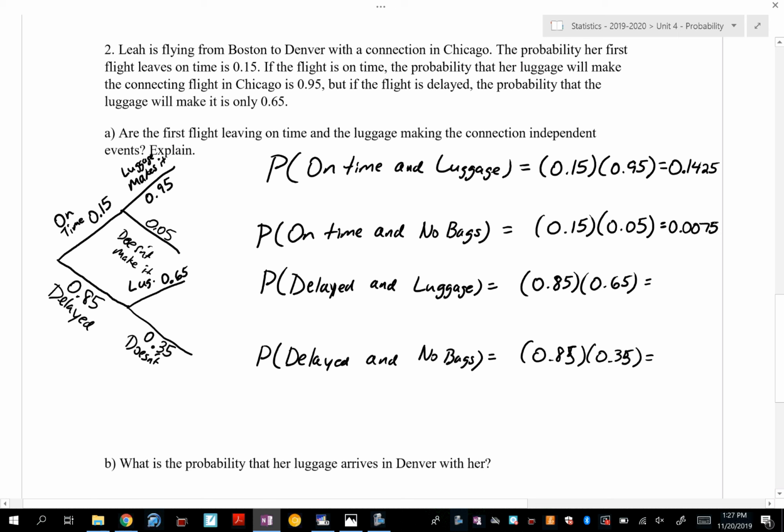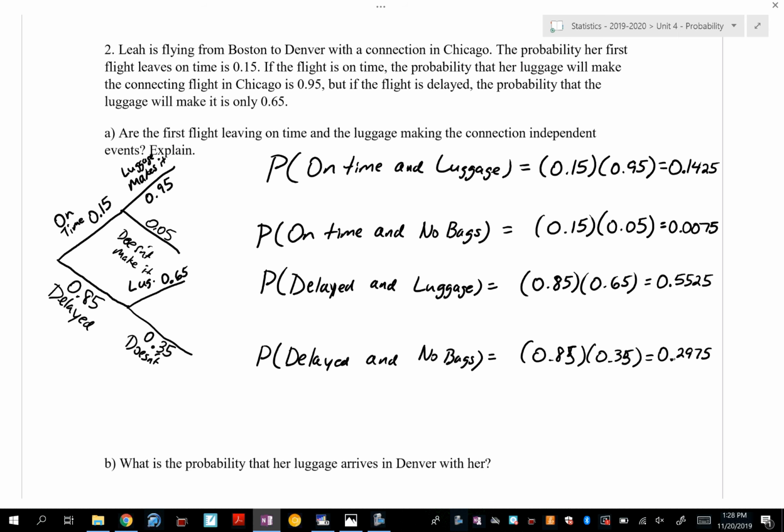Okay, let's see. Bianca, do you have delayed and luggage? 0.5525? And then let's go with Laura, delayed and no bags? Okay. Now here is one of those moments that I'm not sure your brain has seen yet.